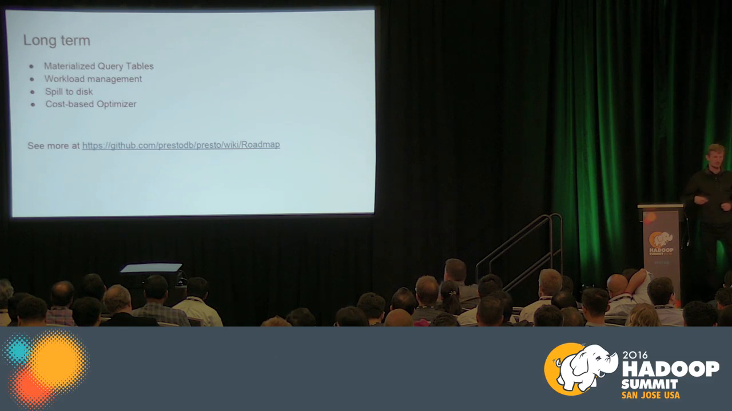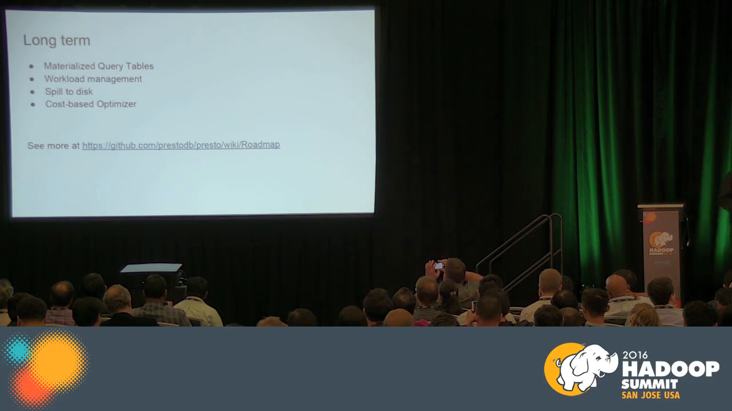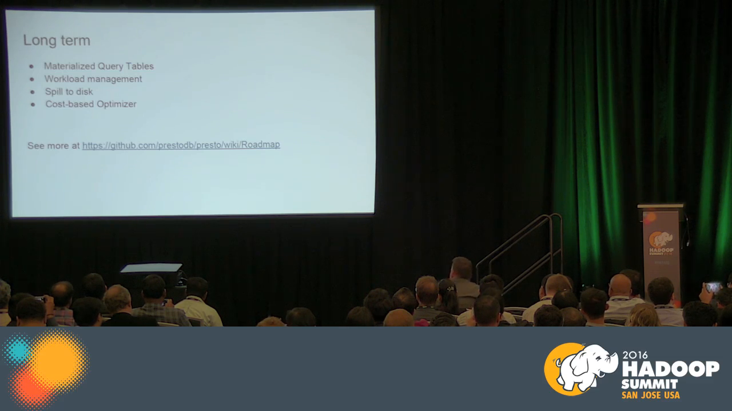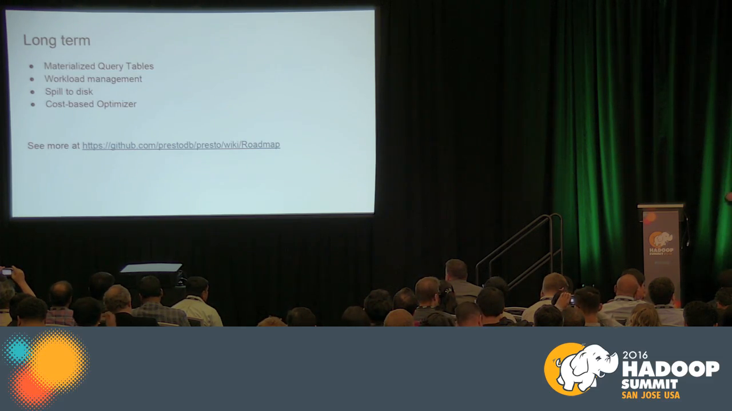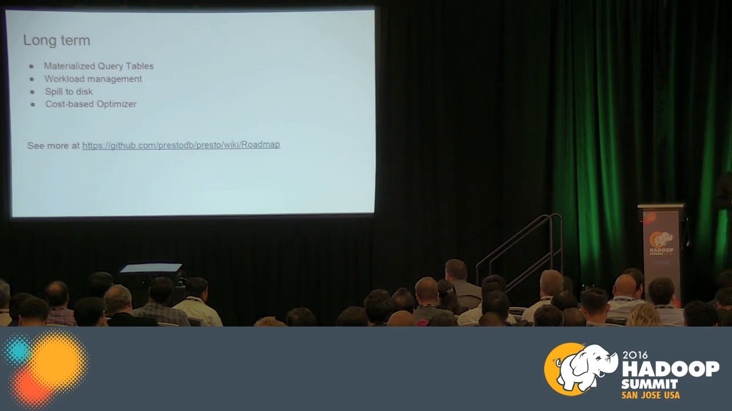Okay, and then looking into the longer term roadmap, that work conceptually started around summer, in spring this year. We are prototyping some of those things now, towards the end of the year, and next year we'll be pushing on several important fronts for Presto. The first one is materialized query tables, which is essentially materialized views, as known from other database systems.